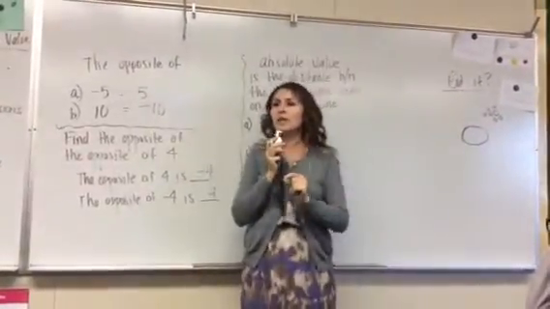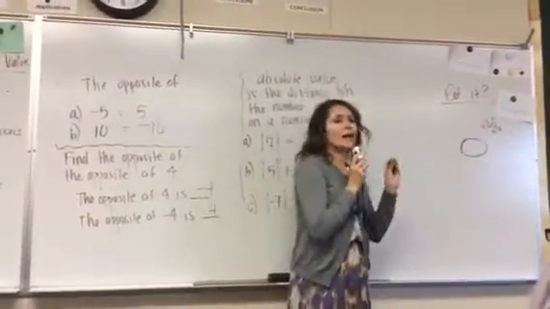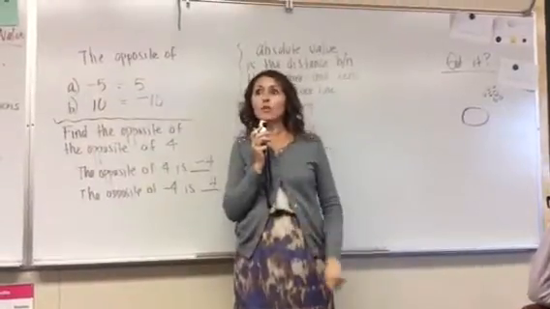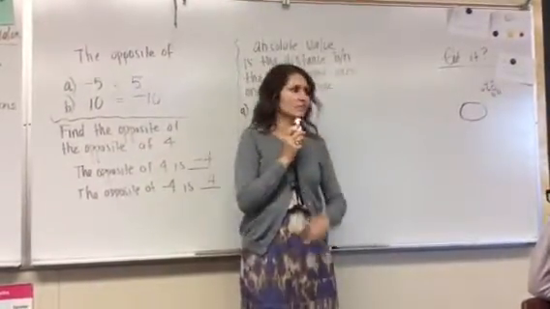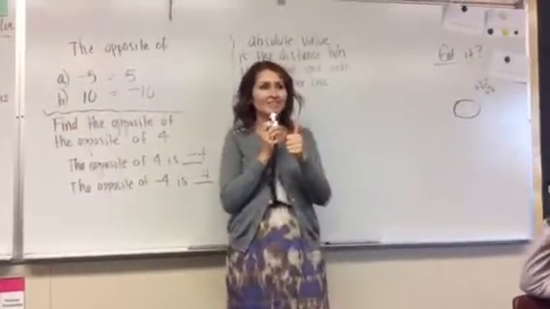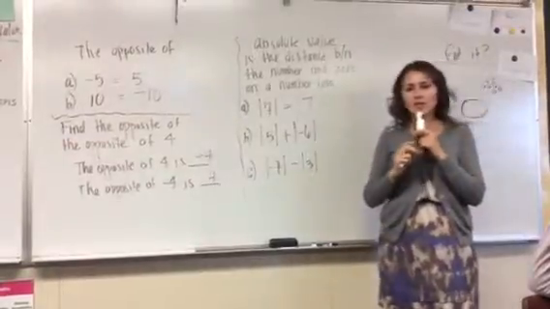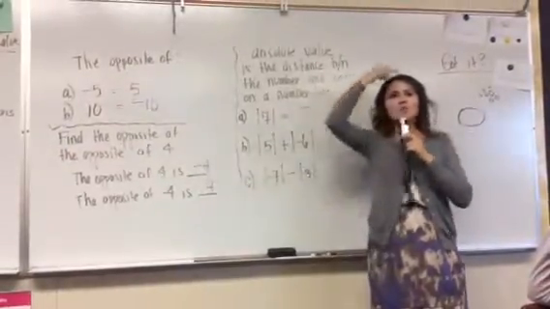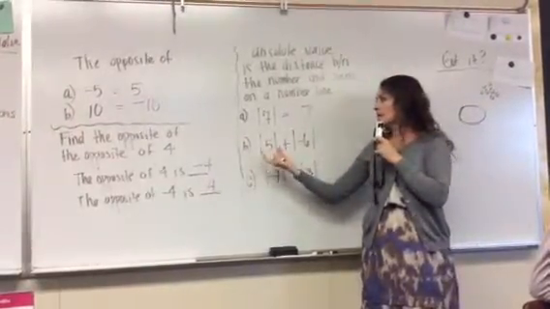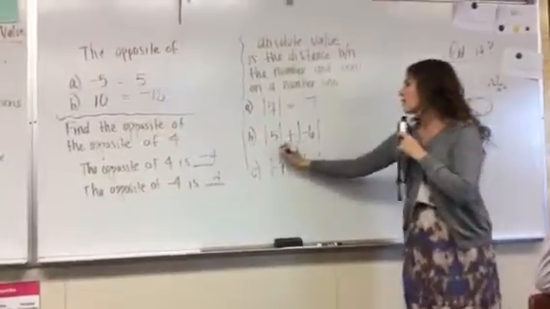What's the absolute value of -4? 4. What's the absolute value of 20? 20. What's the absolute value of -1? 1. Absolute value, distance from 0. Good? Then sometimes they'll give you a problem to solve with absolute value. You still ask yourself the question when you see those bars: what is the absolute value of 5? It is 5.